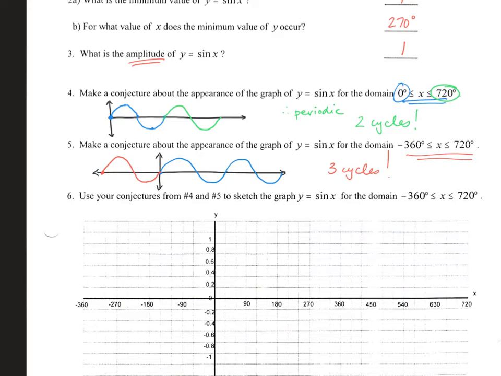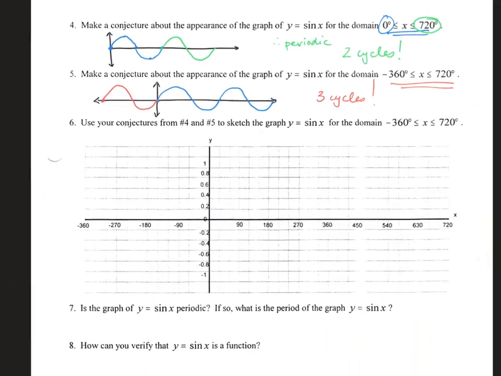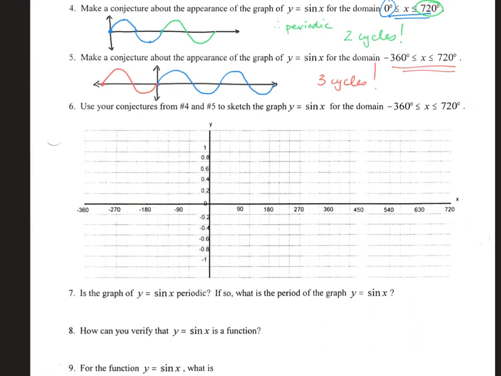Take a look at problem 6. We're going to use our conjecture now to graph the domain negative 360 to 720. What we want to get to is the point where we know our sine curve by heart. Similar to what we did in Unit 4, where we started to transform all of these graphs, we're going to do the same thing to our sine curve. So we want to get down the basic components of what our sine curve looks like. This would be my suggestion to you.